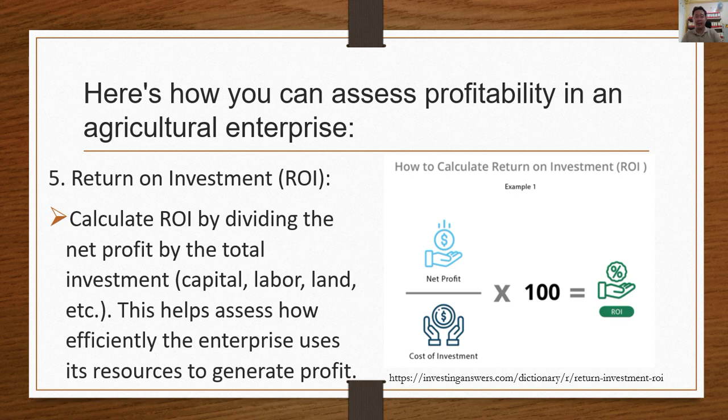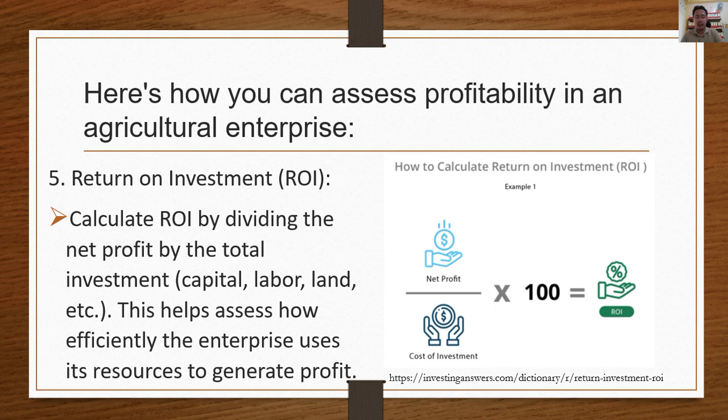Then let's talk about the return on investment. So how to calculate the return on investment? So we do have a net profit and also a cost of investment. So you are going to subtract the cost of investment from the net profit and multiply by 100. That will give you a return on investment.